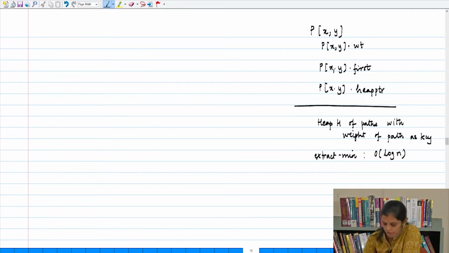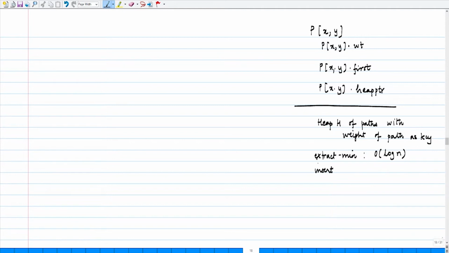Of course, insert should be supported, otherwise how will you even build this heap? So insert an element is also supported in log n time, and we will also assume that there is something called decrease key, which I think you are referring to as update, which can again be supported in log n time, right? And this is a min heap.